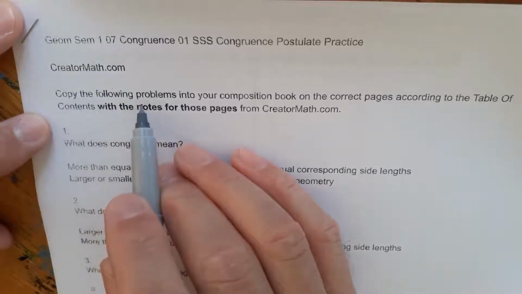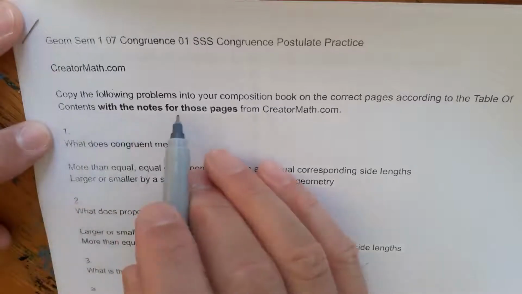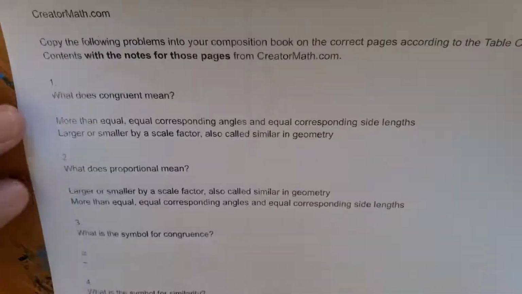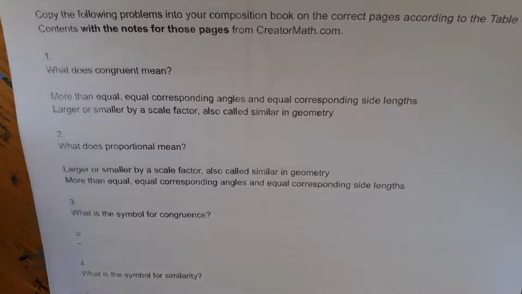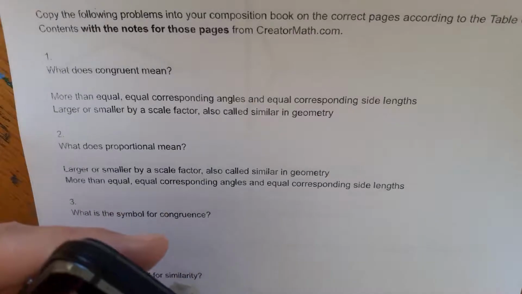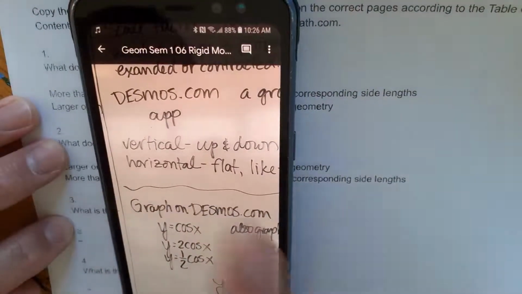The instructions are: copy the following problems into your composition book on the correct pages according to the table of contents, with the notes for those pages from creatormath.com. So before we get to the actual question set here, let's review, because it said make sure you're putting the notes on the proper pages, right? So let's go back and review what they're trying to tell us right there.